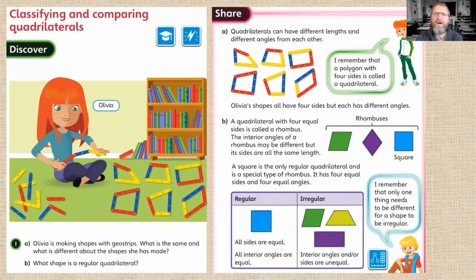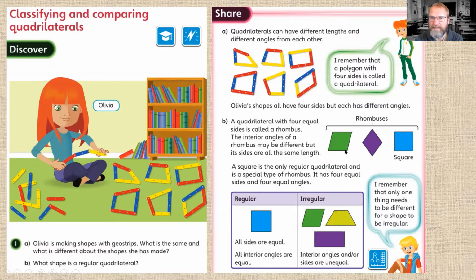So question A, quadrilaterals can have different lengths and different angles from each other. One thing that they all have in common is 4 sides. Olivia's shapes all have 4 sides, but each has different angles. And question 1b, the quadrilateral with 4 equal sides is called a rhombus. The interior angles of a rhombus may be different, but its sides are all the same length.